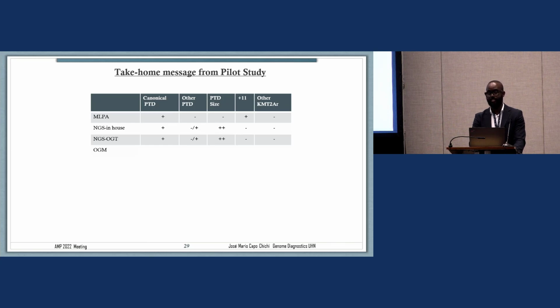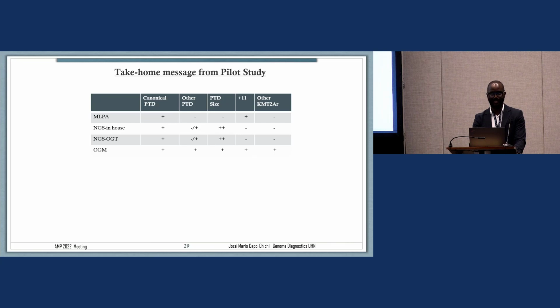NGS will allow the detection of canonical PTDs, in this case anything between exon 1 and 10. We were also able to detect other types of PTDs, so non-canonical PTDs, using NGS. NGS is particularly good with PTD sizing, but it wasn't designed, at least the way we designed it, to detect the trisomy 11, and we know that NGS may fail to identify other types of KMT2A rearrangement.